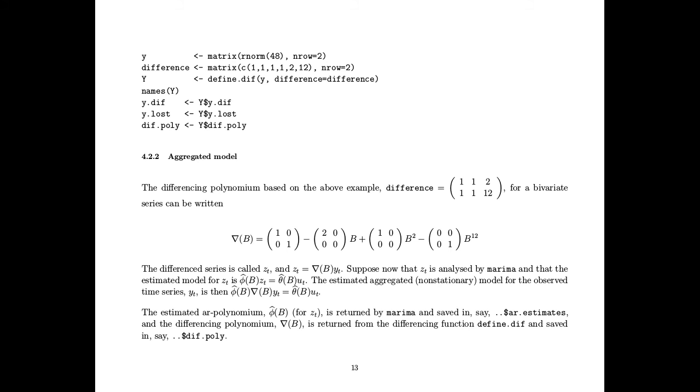Nabla of B on yt, and that equals some theta polynomial if you have an MA part as well, on epsilon t, as I usually write it. But then we can just multiply these two polynomials together. And then we can use this polynomial when we're making predictions, because then we're back on the original scale. So that's where you use the polynomial multiplication if you're going to do differencing. Okay.